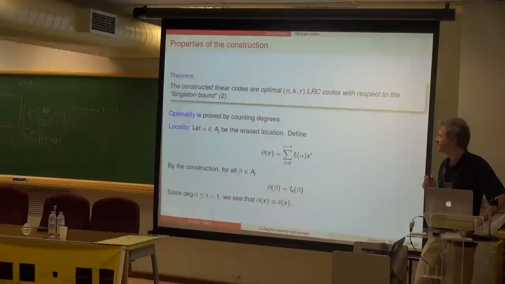Slightly more interesting is locality. So let alpha be the erased location. So alpha is the point at which the drive had failed. Well, define the polynomial d of x as the sum of f_i(alpha) x^i. Well, by the construction, this f_i(alpha) is constant on the entire recovering set. And therefore, this polynomial d for every point in the recovering set is the same as the encoding polynomial. Very well, but at the same time, the degree of this polynomial d is r minus 1 or less. But we already had this delta that was interpolated through these points, and that also took the same values and had the same degree. And so they must be equal. And therefore, delta indeed does the trick. It calculates the lost point.